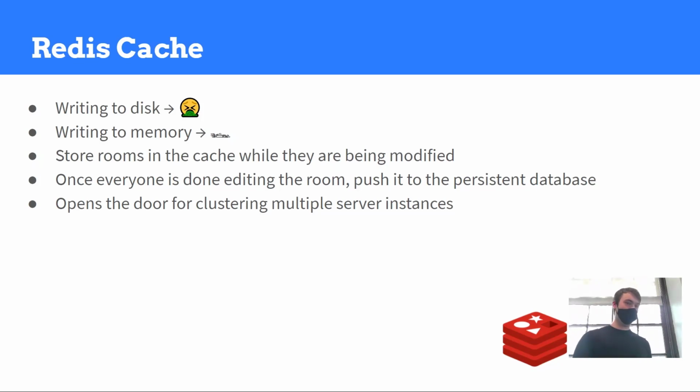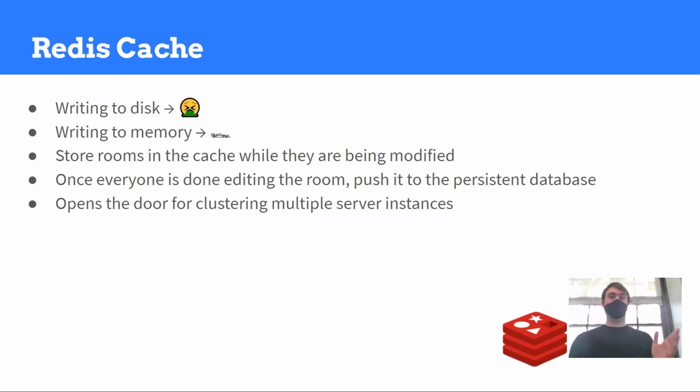For the Redis cache, this is something that I focused on for the performance of the backend. Previously, we were just writing everything to disk, which is not good if you're doing anything with a database. Writing to memory is significantly faster, which is why we're using Redis, because it's in memory. If you try to get a room and it doesn't exist in the cache, we pull it into the cache, and then any time you reference that room, it gives you the latest version from the cache. When everybody leaves the room, it moves it over to the persistent database.